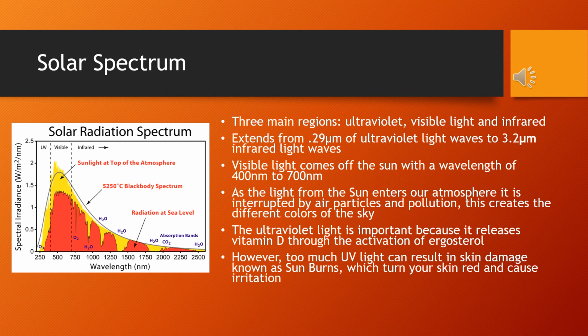Also, sometimes if you're looking up at the sky on a very cloudy day, you can see the sun rays bursting through some of the clouds, and that's because the other ones are being blocked by those thick clouds in the sky. The ultraviolet light is important because it releases vitamin D through the activation of ergosterol. Sorry if I said that word wrong. However, as we all probably have experienced in our lives, too much UV light can be bad and it can give you a sunburn, which turns your skin red and causes a lot of irritation.